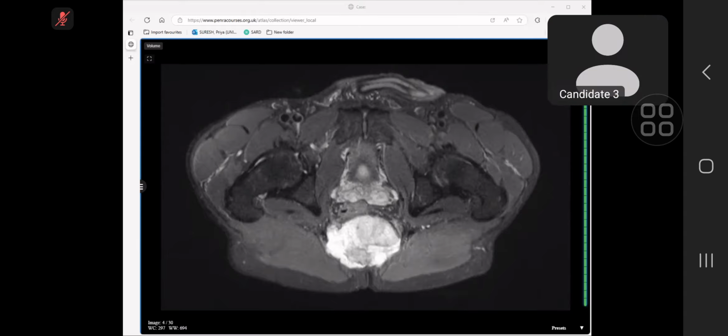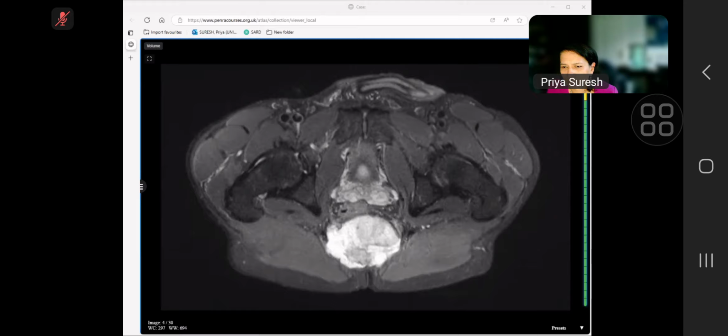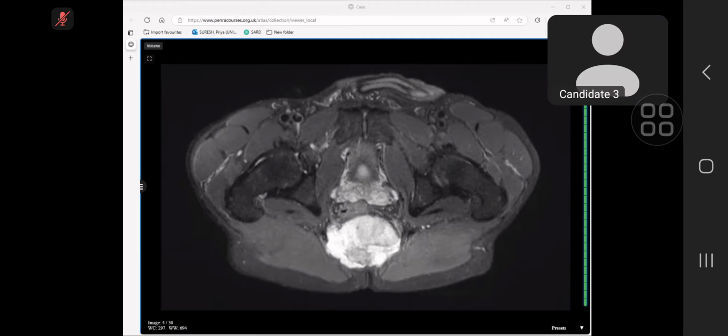Ma'am, I would like to keep the differentials: sacral chordoma on top. Less likely is chondrosarcoma, as there is no calcification, so low-grade chondrosarcoma is less likely. The third possibility can be sacral metastasis from some primary, if the patient is known to have a primary. Yeah, these are my differentials.